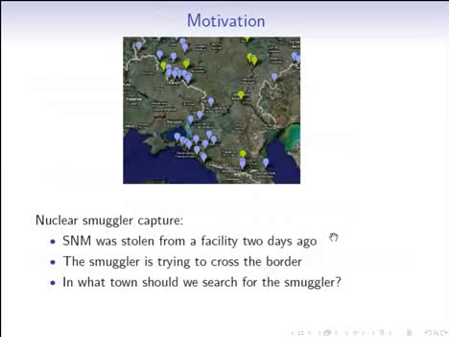So before we continue to show that result, let me tell you a little bit about how we got into this problem. We got into this problem from the point of view of nuclear smuggler capture. So imagine here that we have a map of Russia, and these green dots represent nuclear facilities, and the blue dots represent border crossings. So imagine that some nuclear material was stolen from some facility, say this one, and we know that the smuggler would like to take it out of Russia and into Europe. So the question is, in what town should we search for the smuggler? If you model the smuggler's movement as a Markov chain with a drift from the source to his destination, then the search problem exactly corresponds to which towns we should search to try to find the smuggler.